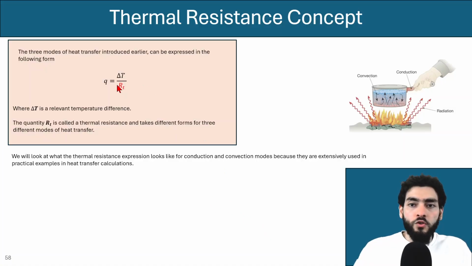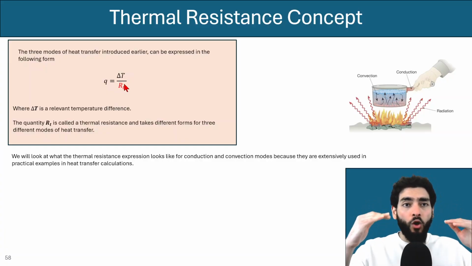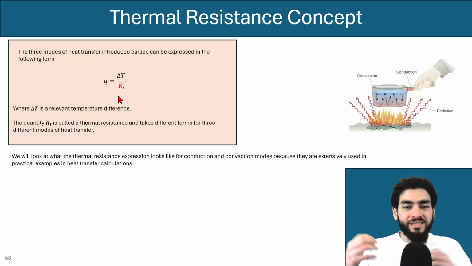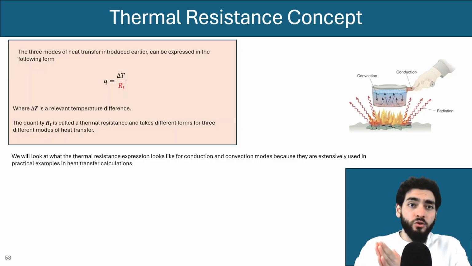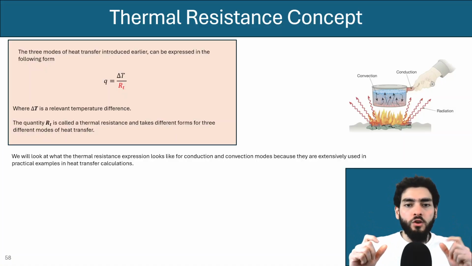And so the thermal resistance concept depends on being able to express the heat flow equation as Q equals delta T over a resistance value. This resistance value is a quantity that we call thermal resistance, and it would obviously take different forms depending on which mode of heat transfer we're talking about. Because as I showed you earlier, if you're using Fourier's law or Newton's law of cooling, you would have a different expression for the heat flux and therefore the heat flow.